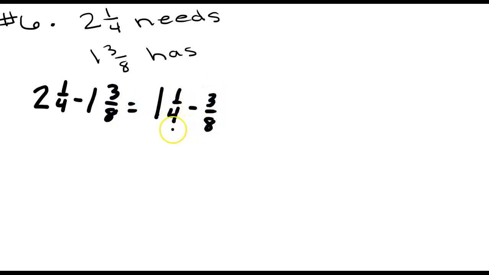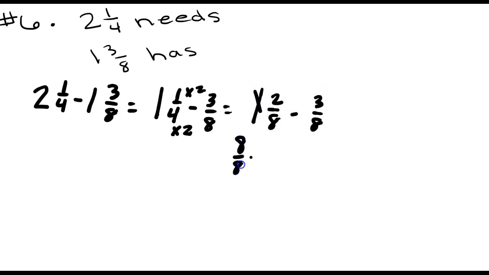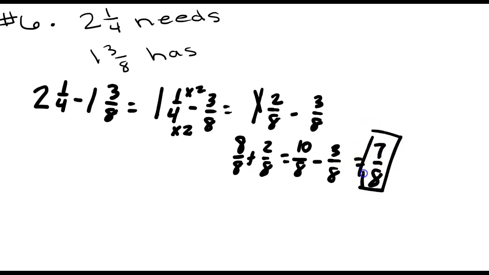To get to the same denominator, I'm going to multiply 4 by 2, 1 by 2. So now I have 1 2/8 minus 3/8. Can't take 3 from 2, so I have to regroup. This is 8 over 8 plus 2 over 8, which is 10 over 8 minus 3 over 8, which gives me 7/8. And that's our answer.